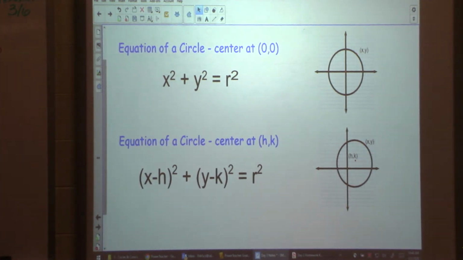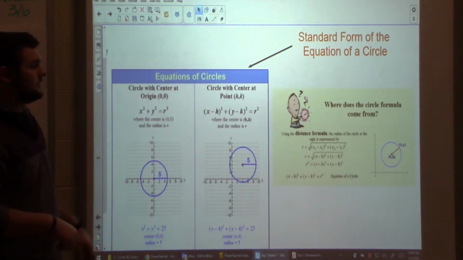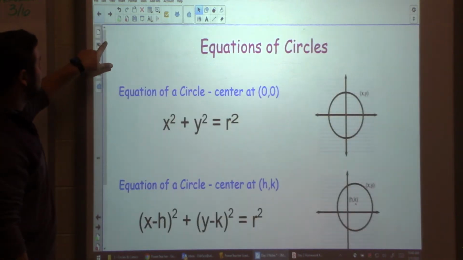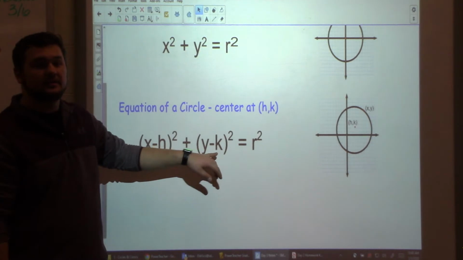Should we try some? Not yet? Alright, let's talk about where it comes from then. Mr. G, what's up? Sam wants to know what k becomes. Well, k is our y value, so we take y minus k. Okay?